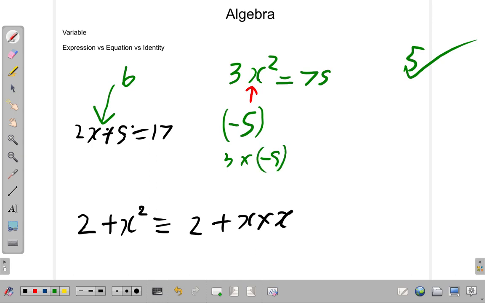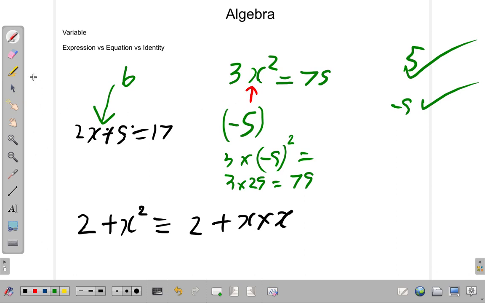Negative 5 squared is equal to, is it 75? Let's see. Negative 5 squared is the same, 25, you know. So 3 times 25 gives you 75. So negative 5 works. Good. So 5 works in it and negative 5 works in it.